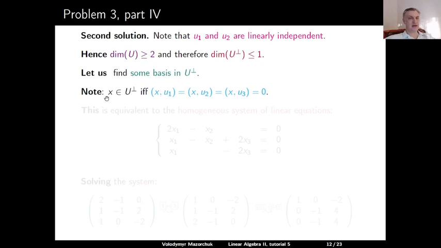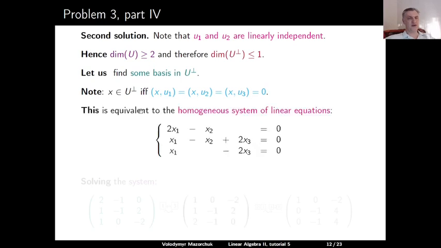Note that some element x in E3 belongs to the orthogonal complement of U if and only if it is orthogonal to the vectors which generate U. Which means if and only if the scalar product between x and u1 is 0, the scalar product between x and u2 is 0, and the scalar product between x and u3 is 0. So these three conditions we can write as the following system of linear equations.